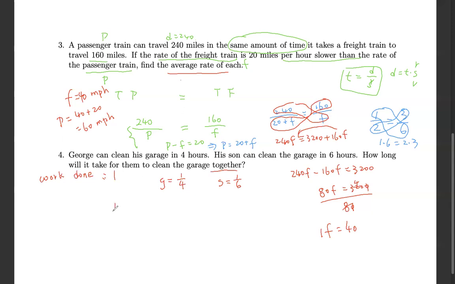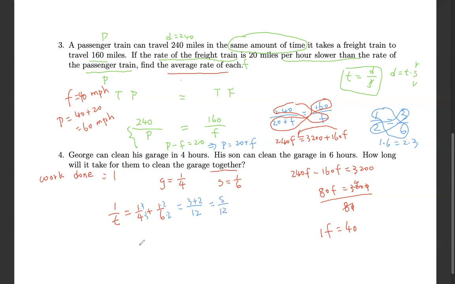So how long will it take? Let's say we don't know, we call it T. It takes them T hours to finish. So when they work together, the speed will be 1 over T. That equals the speed of George plus the speed of his son. We just need to add those two fractions. So the common denominator is 12. We multiply 3 over 3, we multiply 2 over 2. Now we have a common denominator of 12. 1 times 3 is 3, 1 times 2 is 2, 3 plus 2 is 5. So 5 over 12. So that's 1 over T.